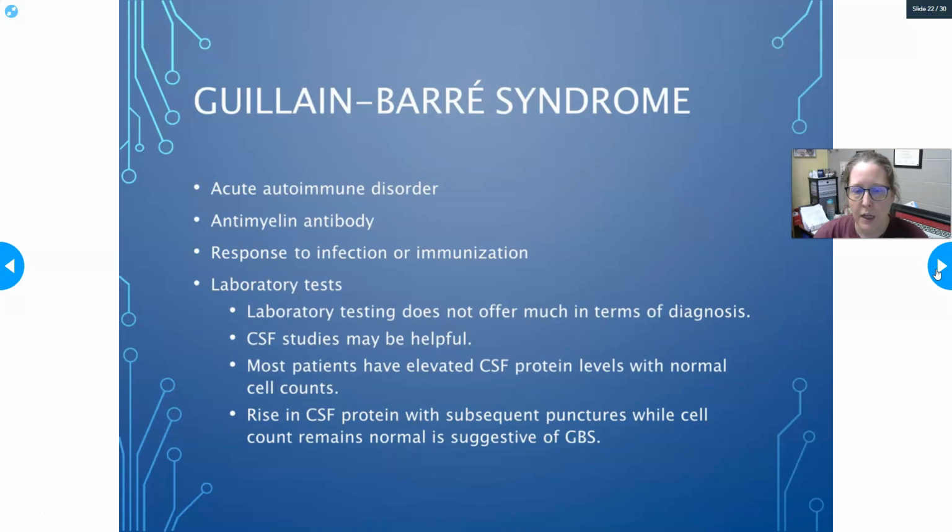For the lab tests, again, lab testing does not offer much in terms of diagnosis. Spinal fluid studies can be helpful. Most patients will have high CSF protein with normal cell counts, indicating the inflammation involved with this production of antibody and the fact that it's an acute autoimmune disorder. So a rise in the spinal fluid protein with subsequent lumbar punctures, with the white cell count remaining normal, would be suggestive of Guillain-Barré syndrome and not an infection.